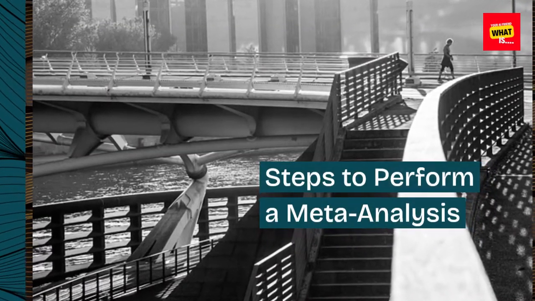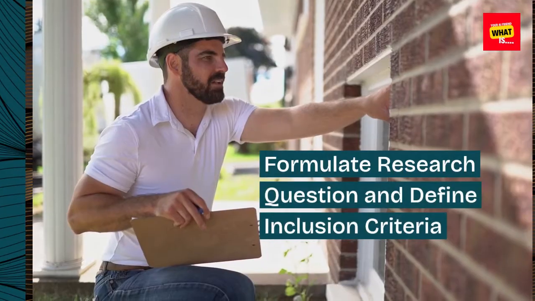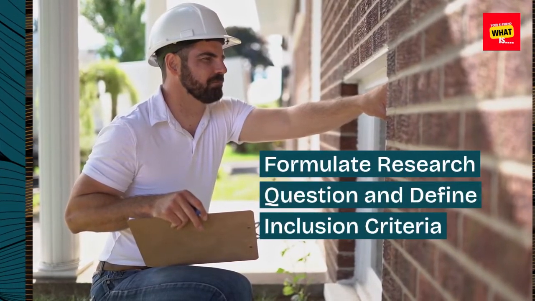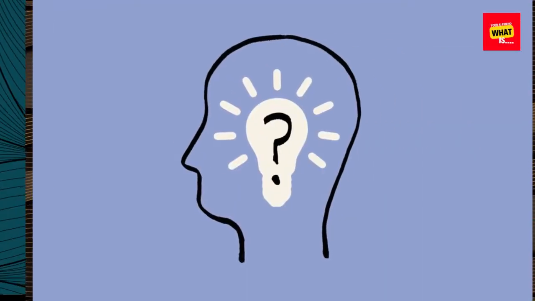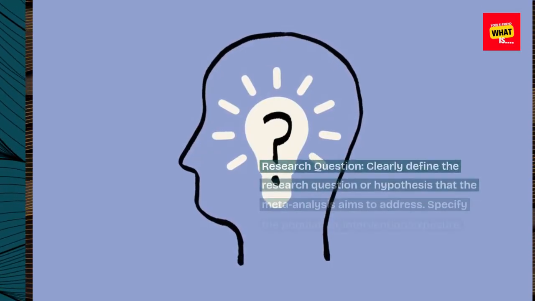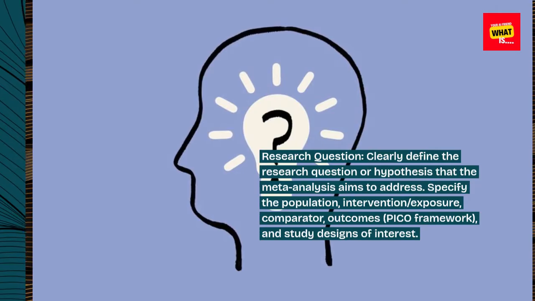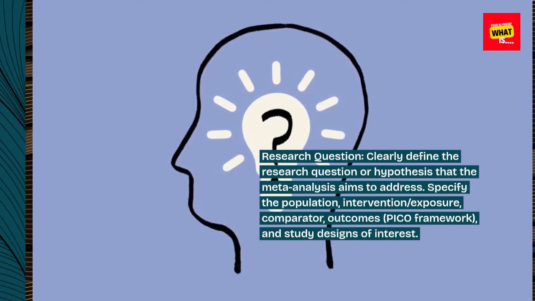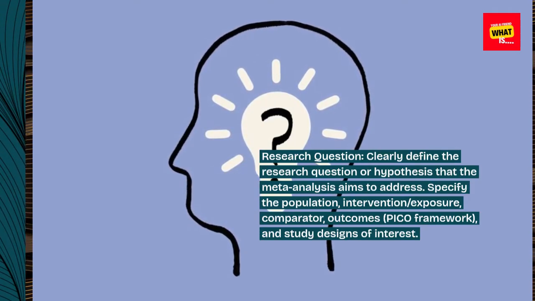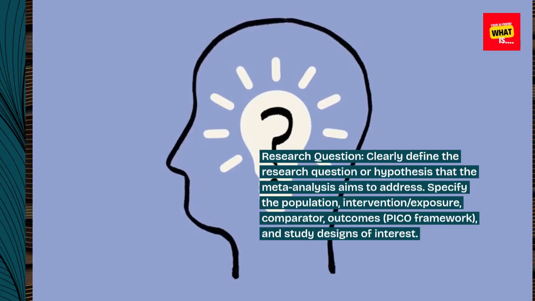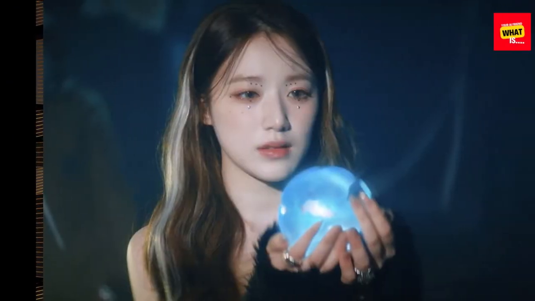Steps to perform a meta-analysis. Formulate research question and define inclusion criteria. Research question: clearly define the research question or hypothesis that the meta-analysis aims to address. Specify the population, intervention, exposure, comparator, outcomes (PICO framework), and study designs of interest.